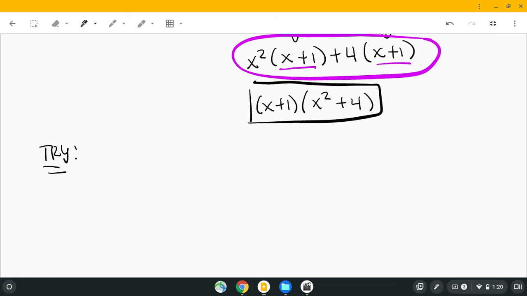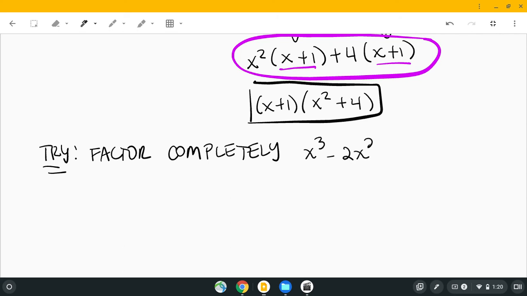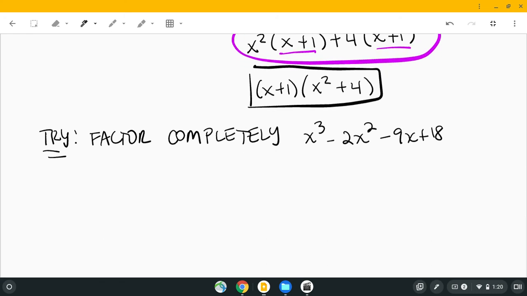Okay. All right, so go ahead and try this one. Factor completely. So factor until you can no longer factor. And go ahead and do this one. X cubed minus 2x squared minus 9x plus 18. Okay, hit the pause button and come right back.